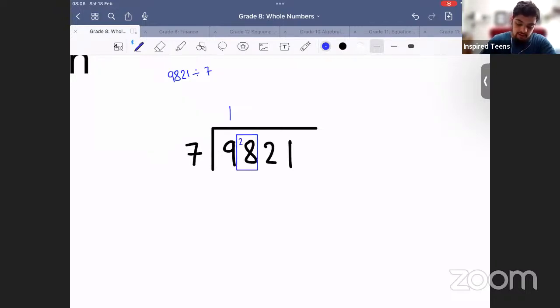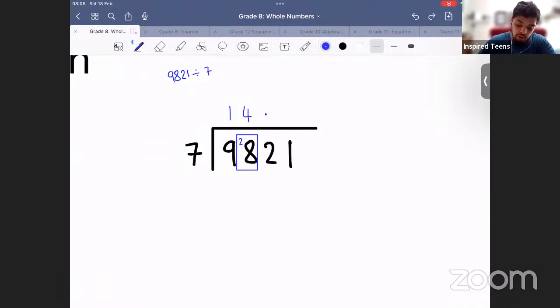How many times can 7 go into 28? The answer to that is 4 with no remainder. Okay, 7 can go into 28 4 times with no remainder. Now because there's no remainder, we have to ask ourselves how many times can 7 go into 2? Now 7 cannot go into 2.